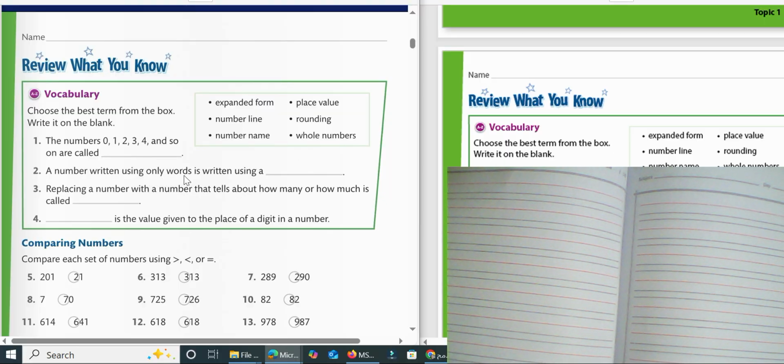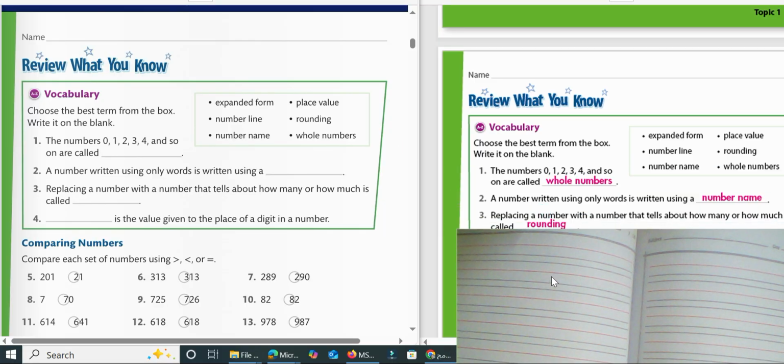Number writing using only words, using what? We can write words, number name or word form. Replacing a number with a number that tells about how many or how much is called, we call it what? Rounded, okay, or rounding.